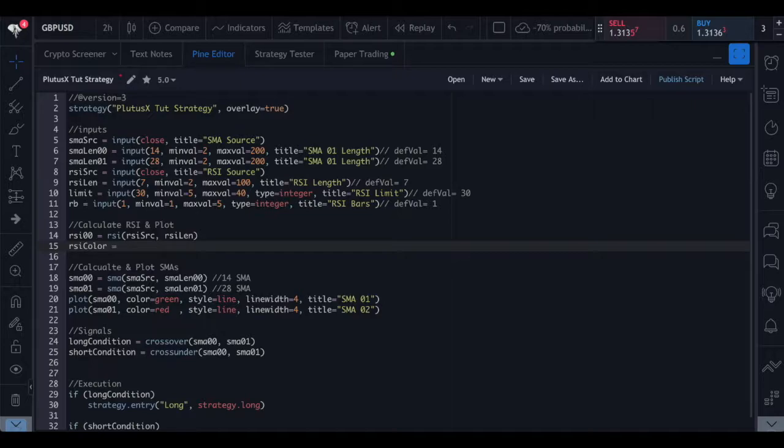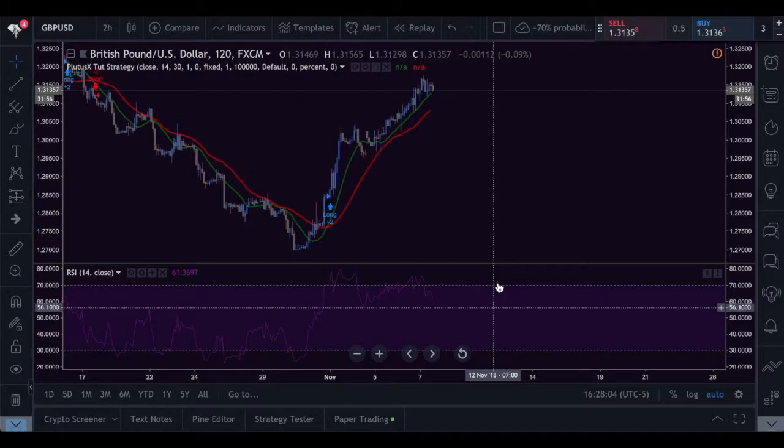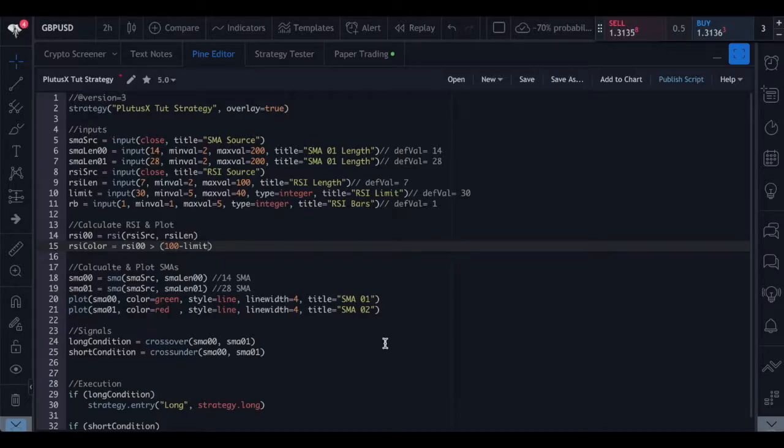equals when RSI is above the threshold, which is 100 minus the limit. The RSI goes from 1 through 100, and the limit is 30, so 100 minus the limit will get us 70. So when price is above this threshold, we are going to do red, which means we should short it.